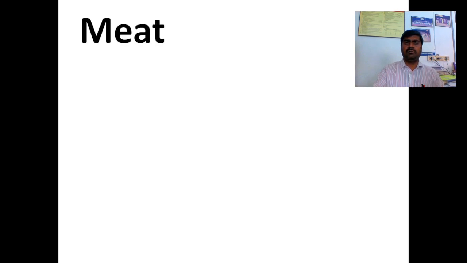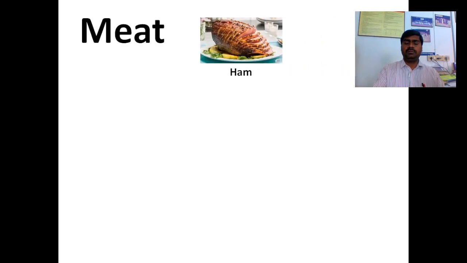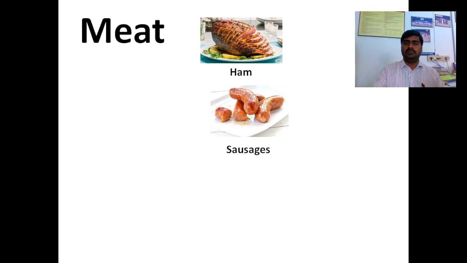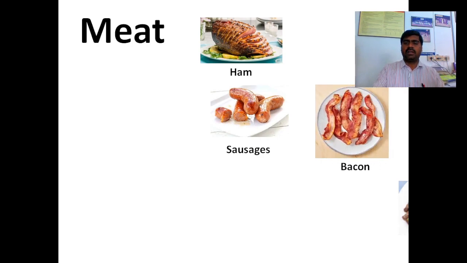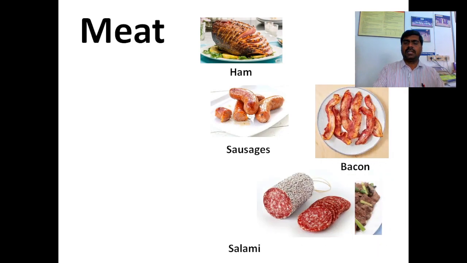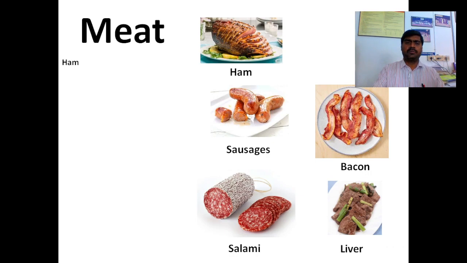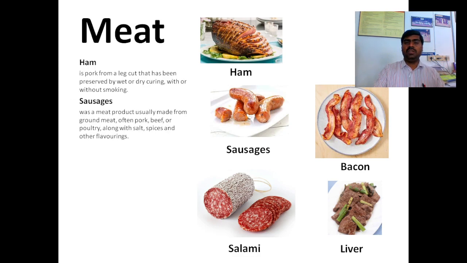Next dish we offer meat: ham, sausages, bacon, salami and liver. Ham is a pork from a leg cut and has been preserved by wet or dry curing, with or without smoking. Sausage is a meat product usually made from ground meat, often pork, beef or poultry, along with salt, spices and other flavorings.